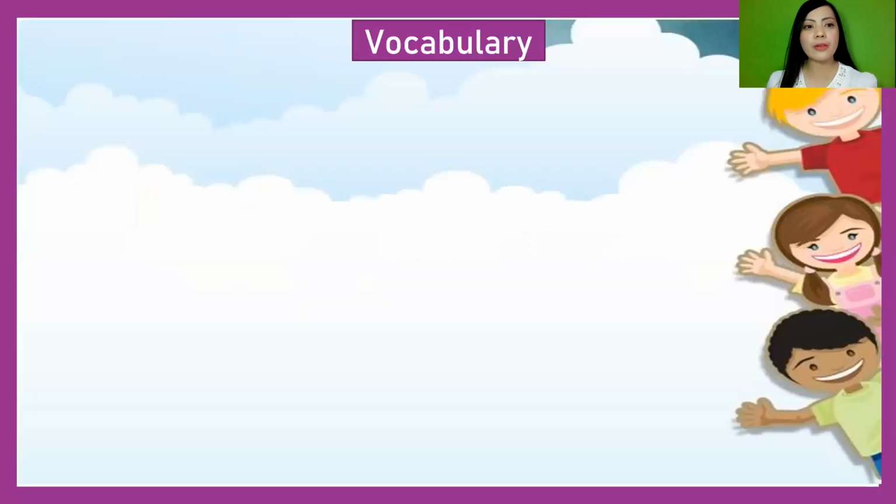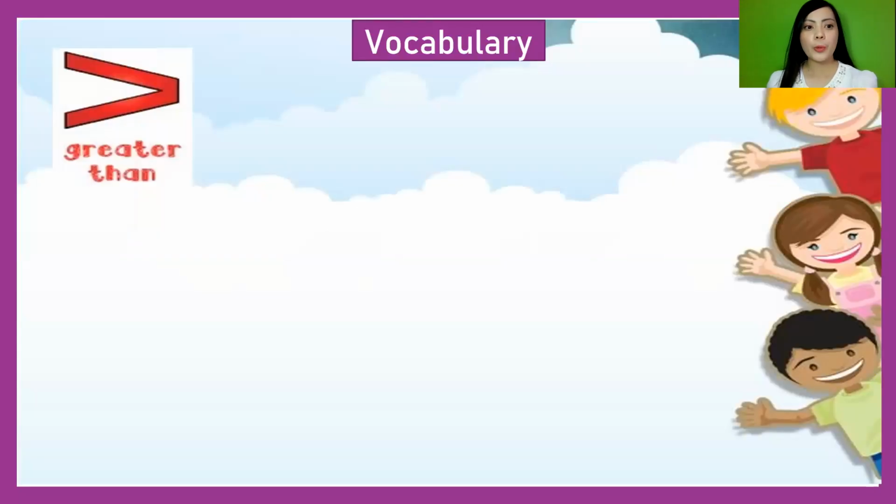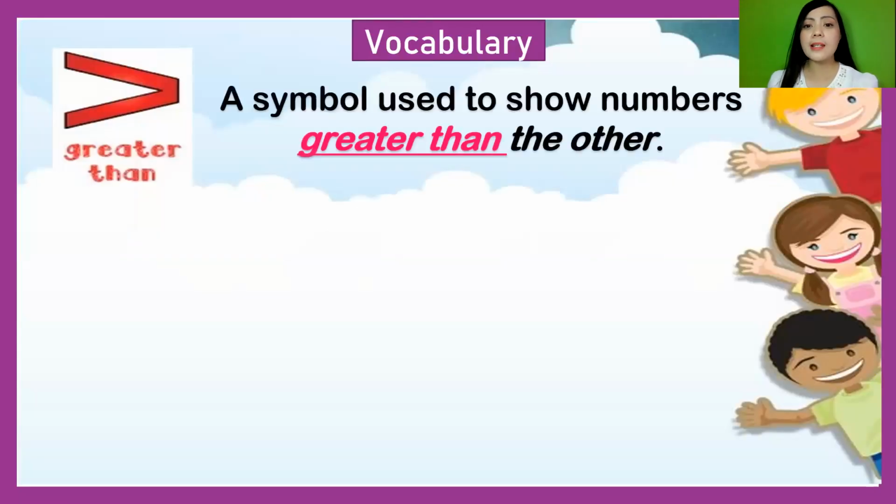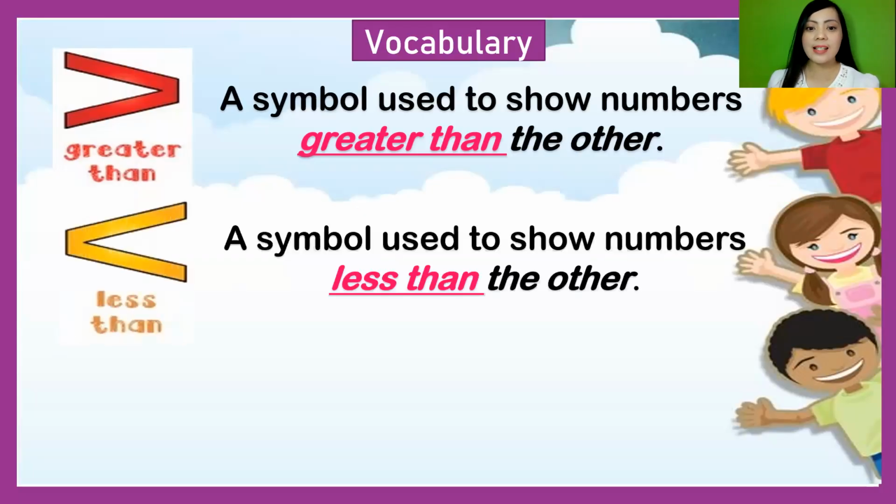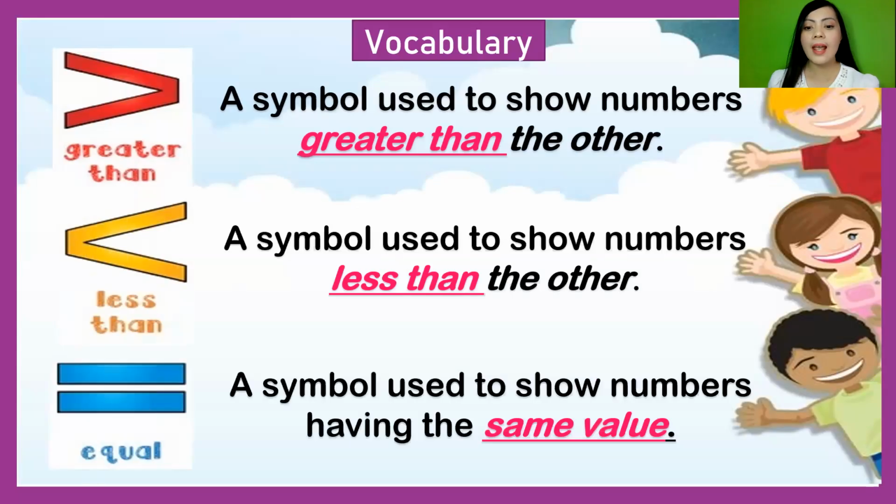Right, let's go first for vocabularies. Greater than: a symbol used to show numbers greater than the other. Less than: a symbol used to show numbers less than the other. Equal: a symbol used to show numbers having the same value.